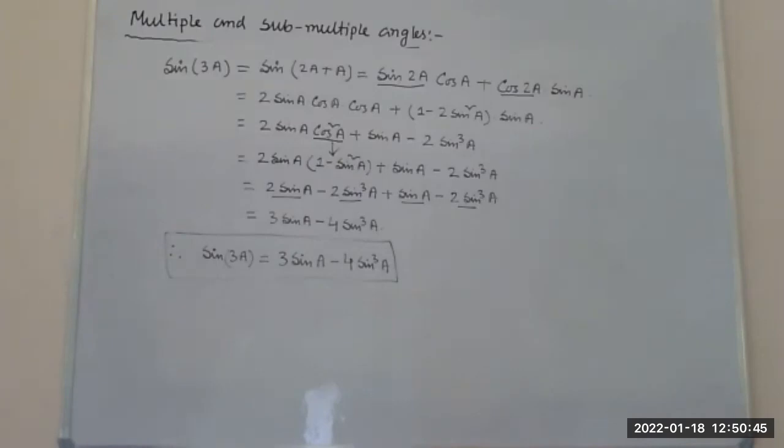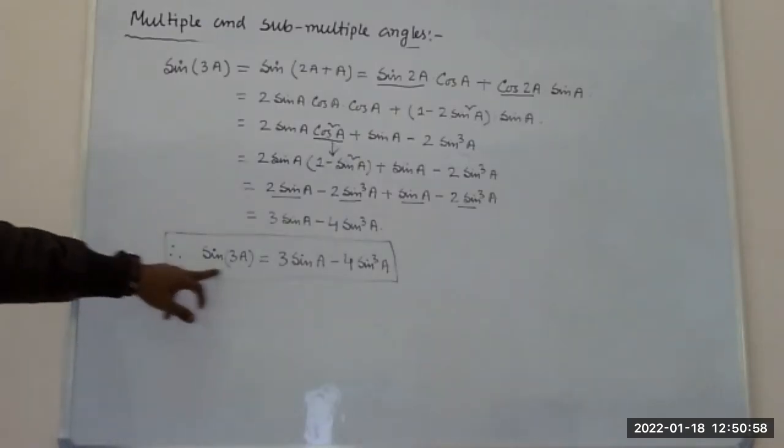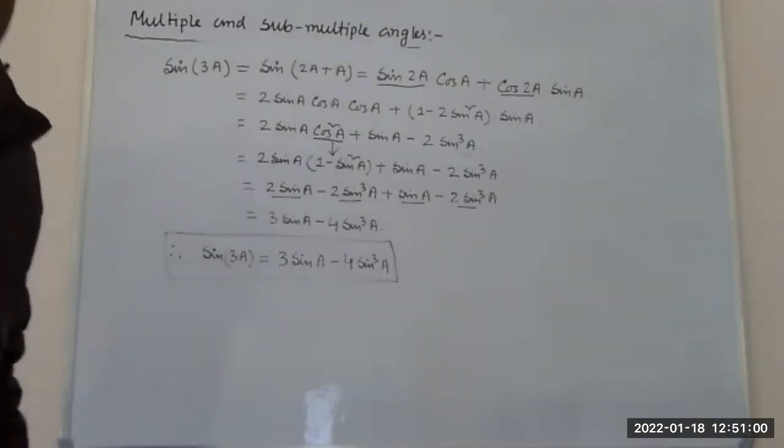Is it understood? Can I remove it? Okay, sir. Okay, so you have to remember this formula: sin 3A equals 3 sin A minus 4 sin cube A.